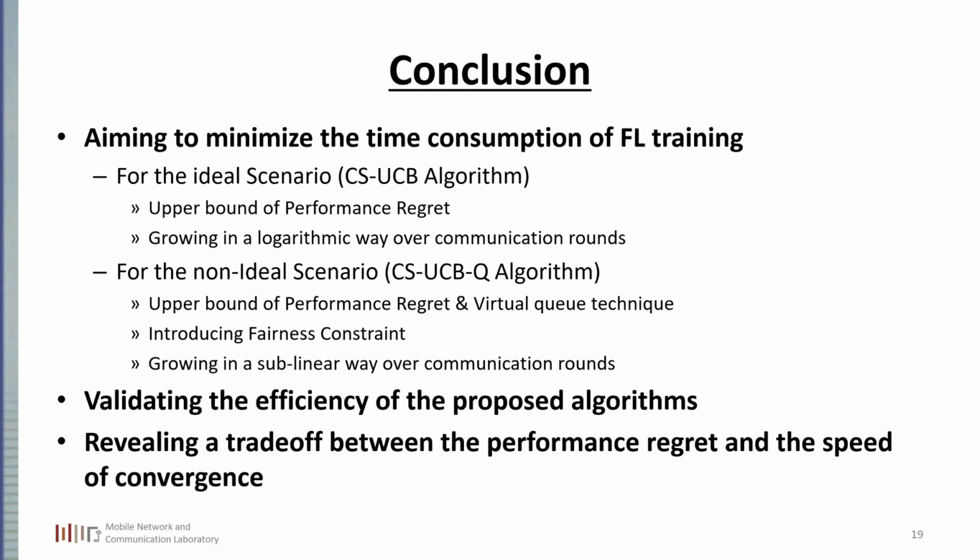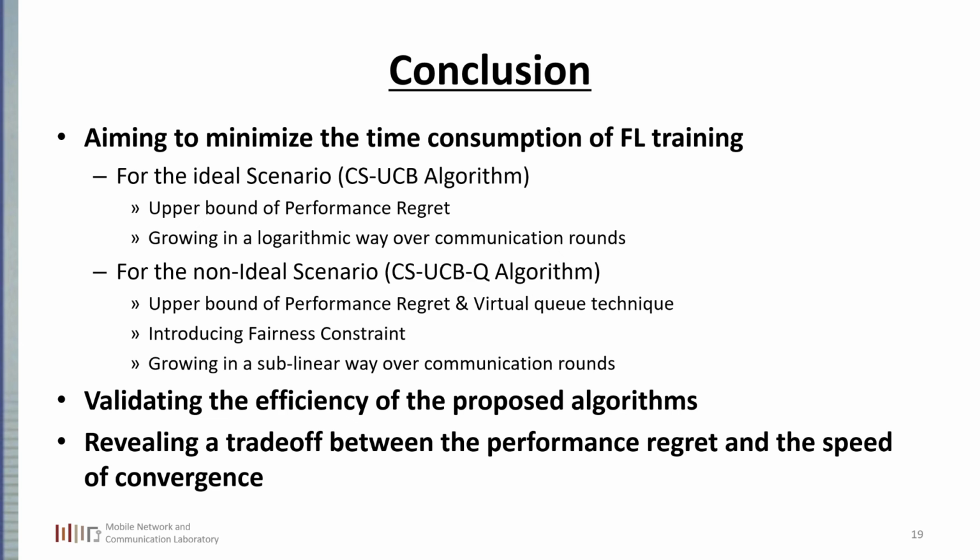However, the local datasets of clients are non-IID and unbalanced, and the availability of clients is dynamic in the non-ideal scenario. Thus, the authors introduced the fairness constraint to ensure each client could participate in a certain proportion of the communication rounds during the training process. They further proposed the CS-UCB-Q algorithm based on the UCB policy and virtual queue technique.